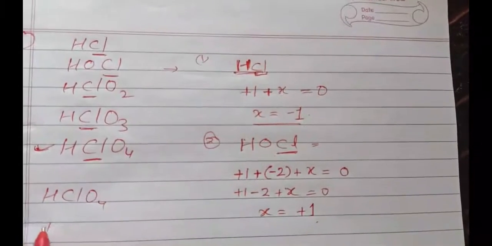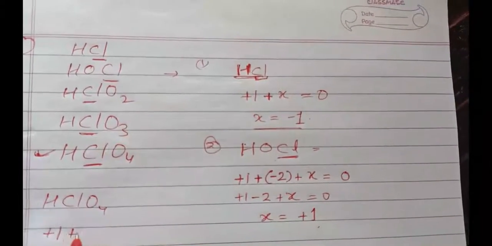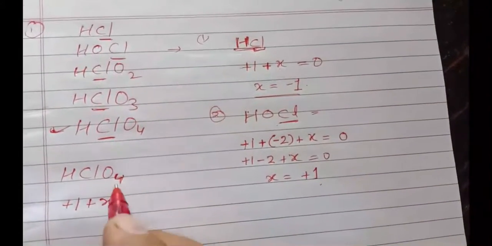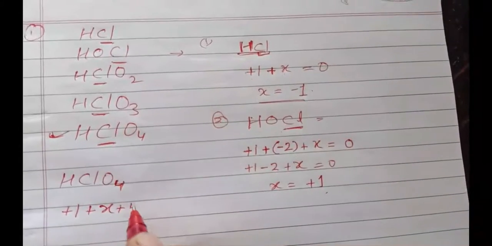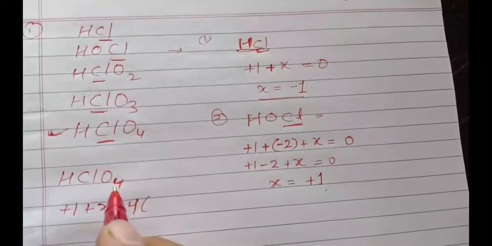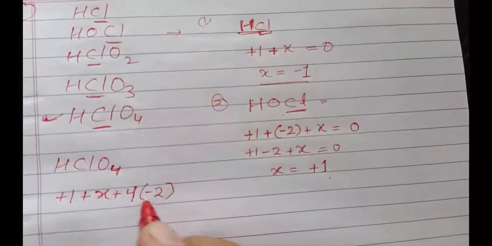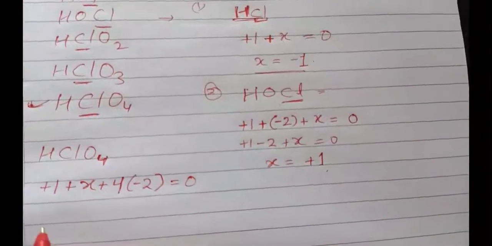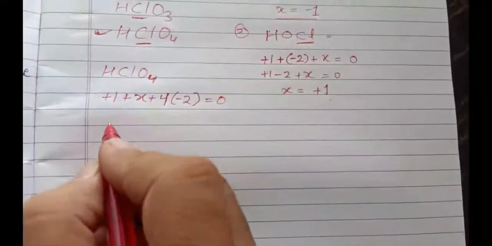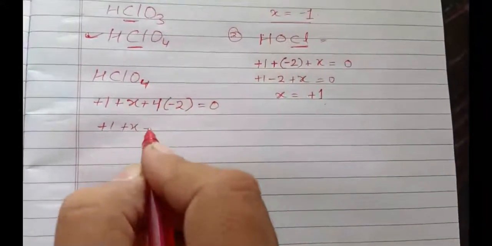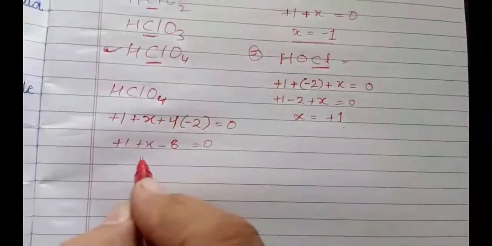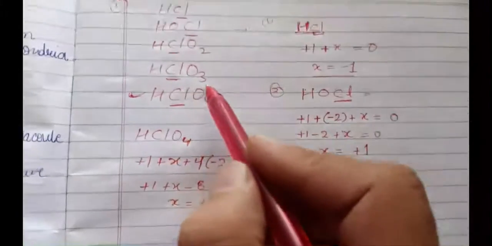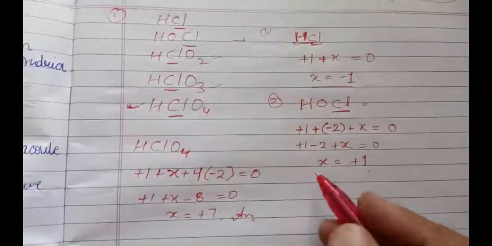For HClO4, one hydrogen is +1, plus chlorine we don't know. Now again plus, here total oxygen how many? 4. So we write 4 here first. The oxidation number of oxygen is -2 in most cases, and the sum of all oxidation numbers is always equal to 0. If we solve this, it becomes +1 plus X, plus -8, is equal to 0, then X will be equal to +7. This is our answer. Similarly, you can solve it for HClO3 and HClO2.